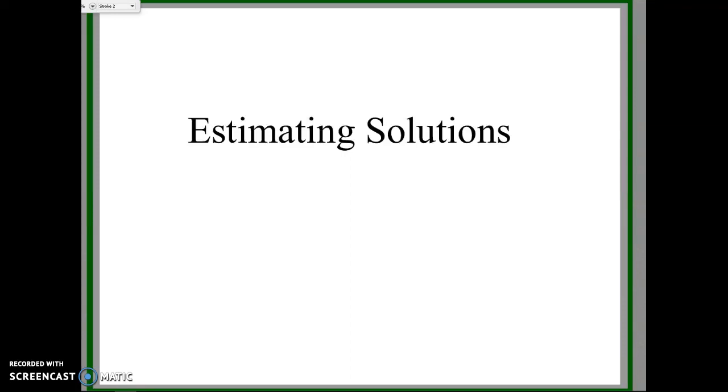So this lesson on estimating solutions has you working with rounding numbers, and there's kind of two ways to estimate solutions to equations. The first way is to solve the equation like you normally would and then just round your answer, so your rounding step is last. The other method for estimating solutions is to round everything first up to the nearest integer, and then your answer is an approximate answer. So we'll look at both different methods.